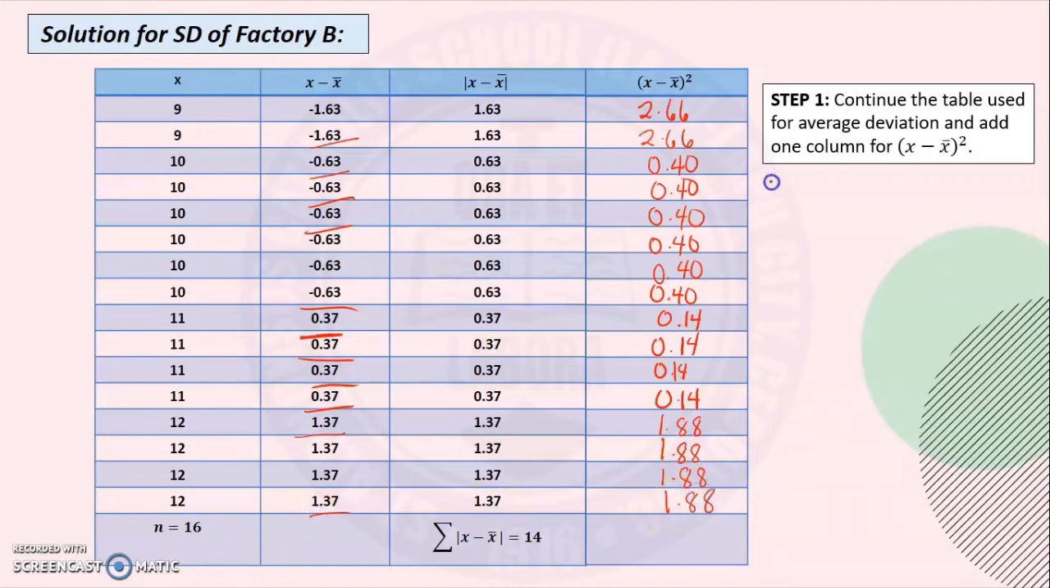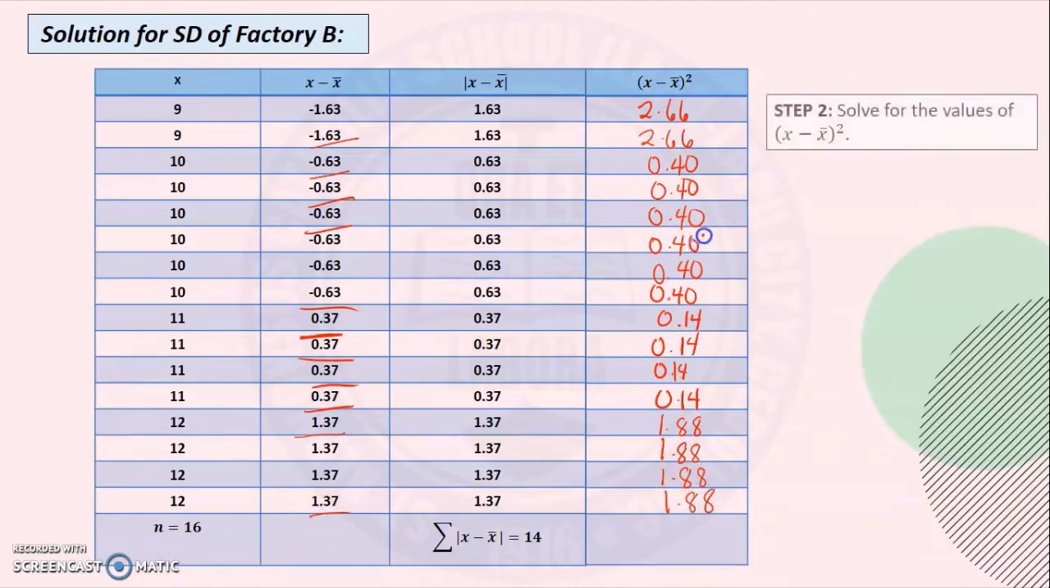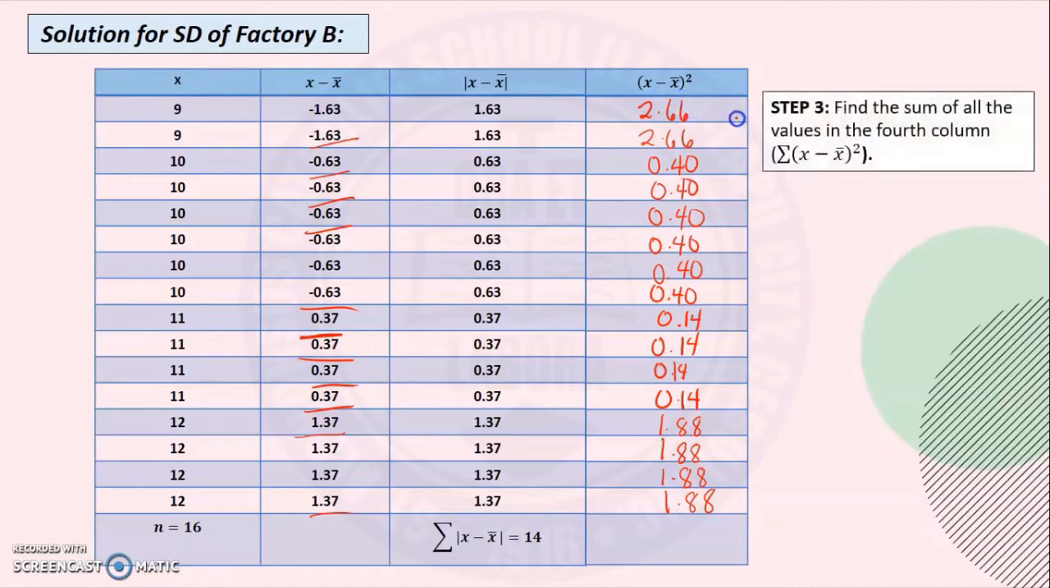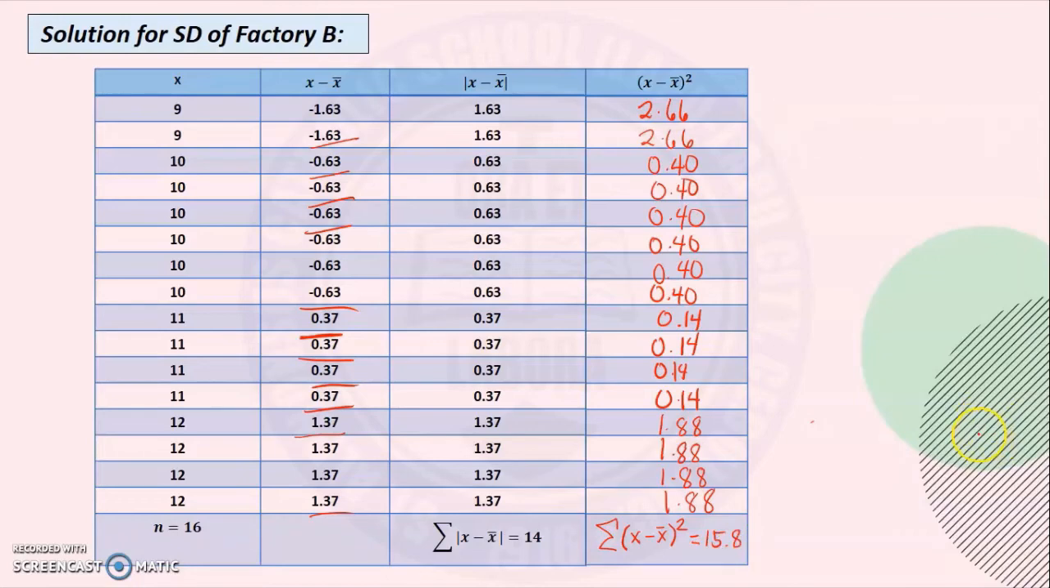We are done with step 2, which is solving for the values of the quantity x minus mean squared. Step 3 is to add all the values in the fourth column. So if we are going to add, the sum of the quantity x minus mean squared is equal to 15.8. So done. Now step 4.